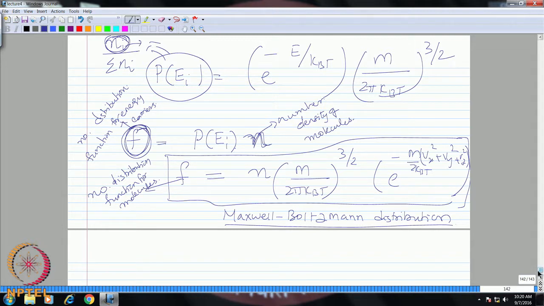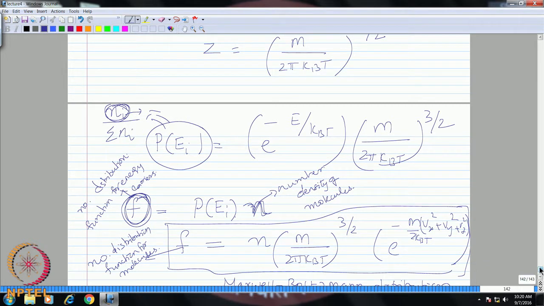So, is that clear? We started with the distribution of electrons at each energy level or distribution of molecules. Then we rewrote it in terms of probability, and now we are coming back to the distribution function, but now this is per unit volume. So, it is a number density function. Therefore, we multiply it by the number of molecules per unit volume of the system. So, this n is nothing but the number density of molecules, or you can interpret this as the number of molecules per unit volume.